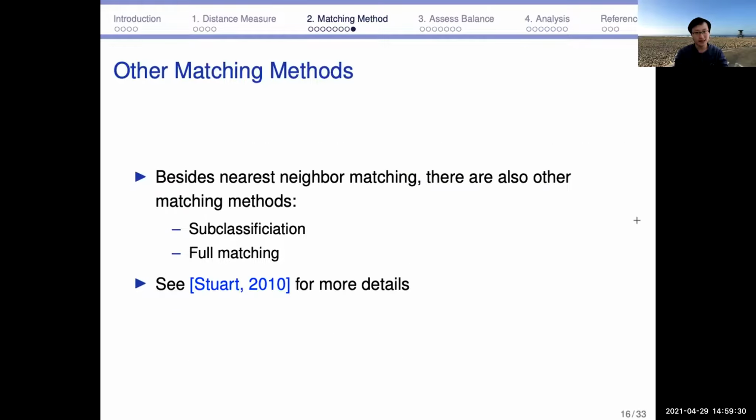Okay, so besides nearest neighbor matching, there are also other matching methods. There are things called subclassification and full matching, and also other methods. So I won't go into details here, and here's a nice review paper that if you're interested, you can go and see these other methods.